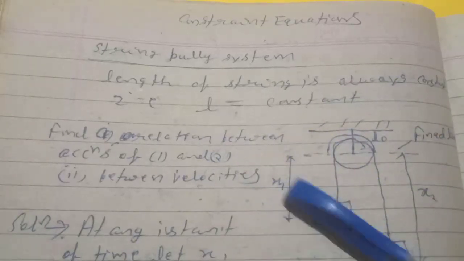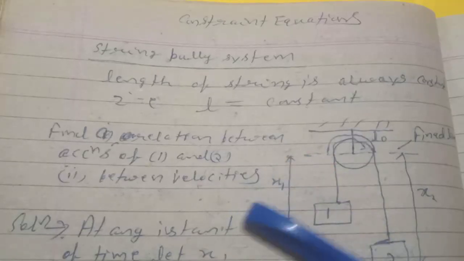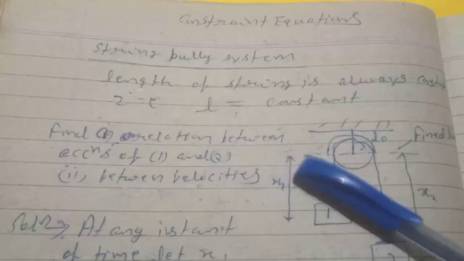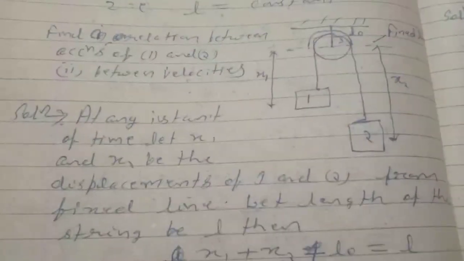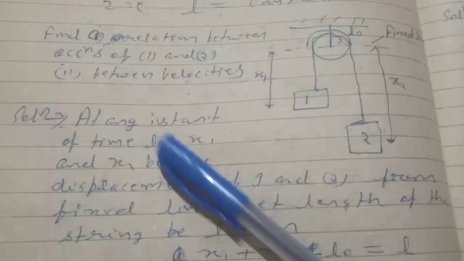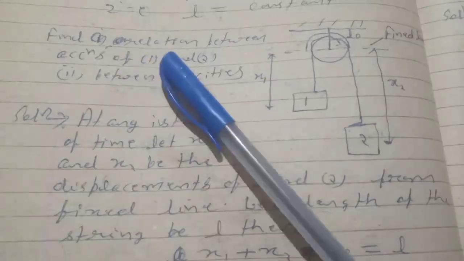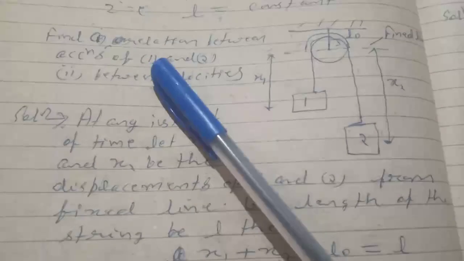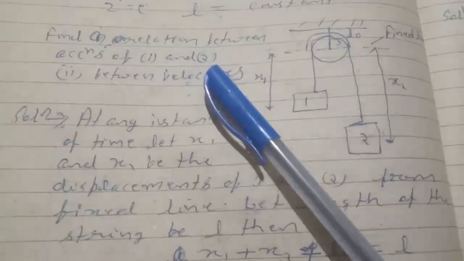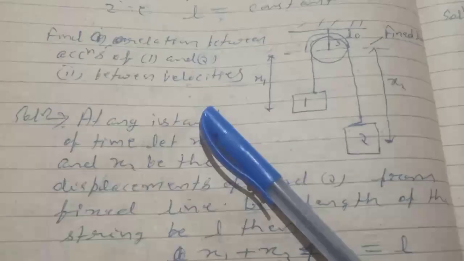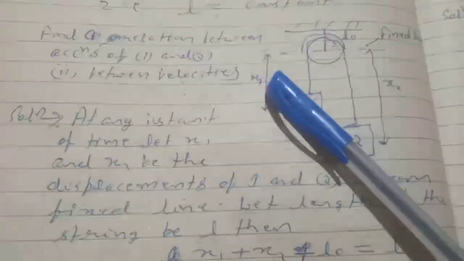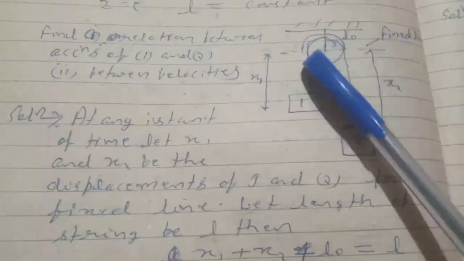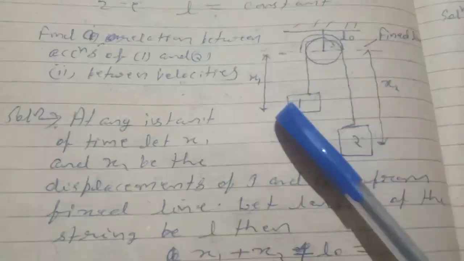Now using this constraint, different problems can be solved. For example, in this example, the question is: find the relation between the accelerations of block 1 and 2, and also we have to find the relation between velocities.